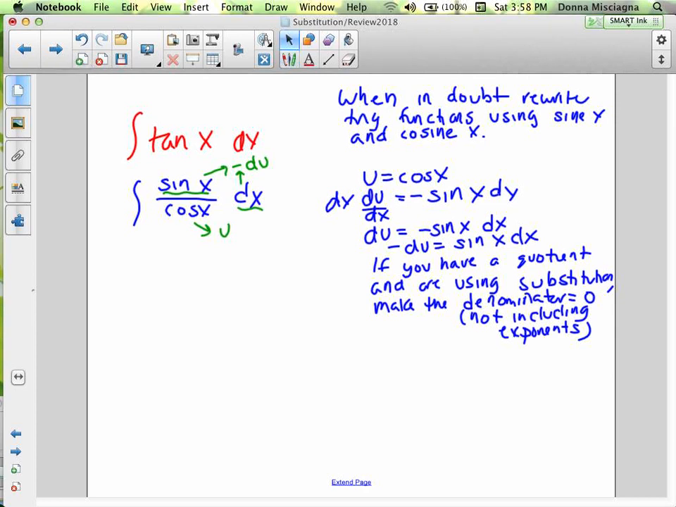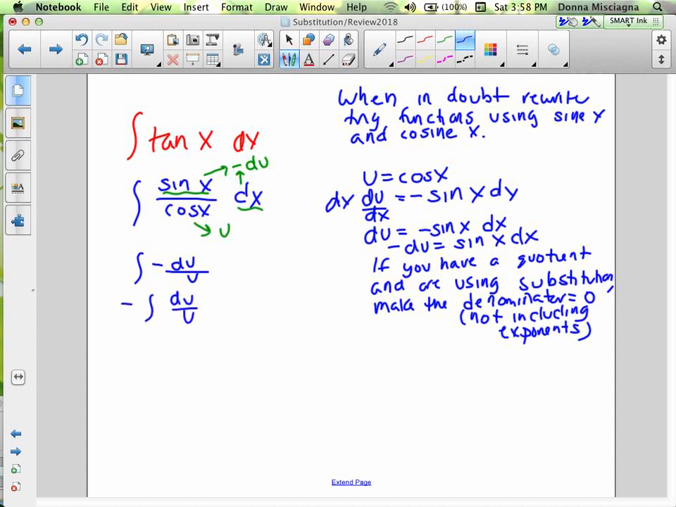So now we're going to have the integral of negative du all over u. Cosine x was replaced with a u, and sine x dx was replaced with a negative du, and that's our whole integral. We could factor out the negative: the negative integral of du over u. Hopefully you recognize this. This is natural log, so this would be negative natural log of u, and we'll put that in absolute value bars because it's got to be positive, plus c.